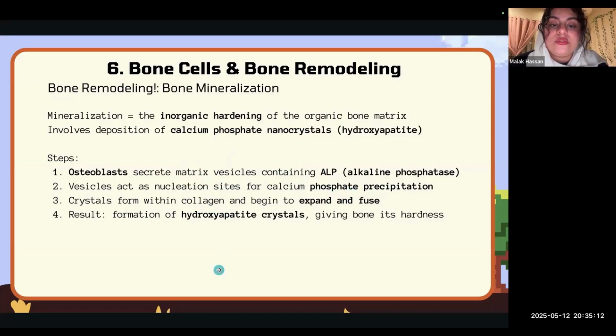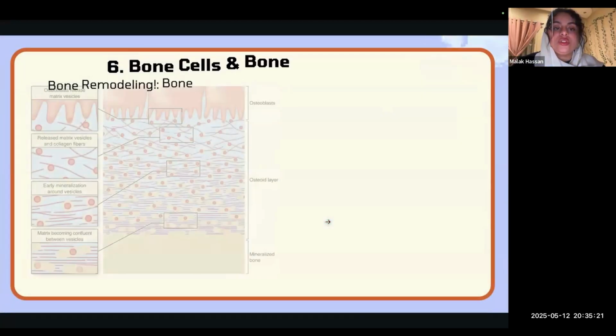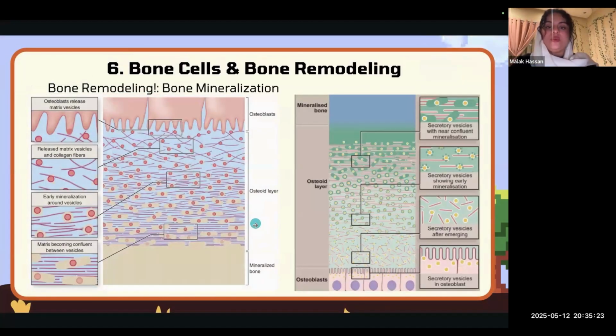And these crystals are going to form within the collagen and they're going to begin to expand. And the result is the formation of hydroxyapatite crystals, giving bone its hardness. So if we look at it here, these two images are basically the same image but upside down. You have the osteoblasts. They're going to release something called matrix vesicles, and then there's going to be mineralization. These matrix vesicles form like a center for the mineralization of bone.